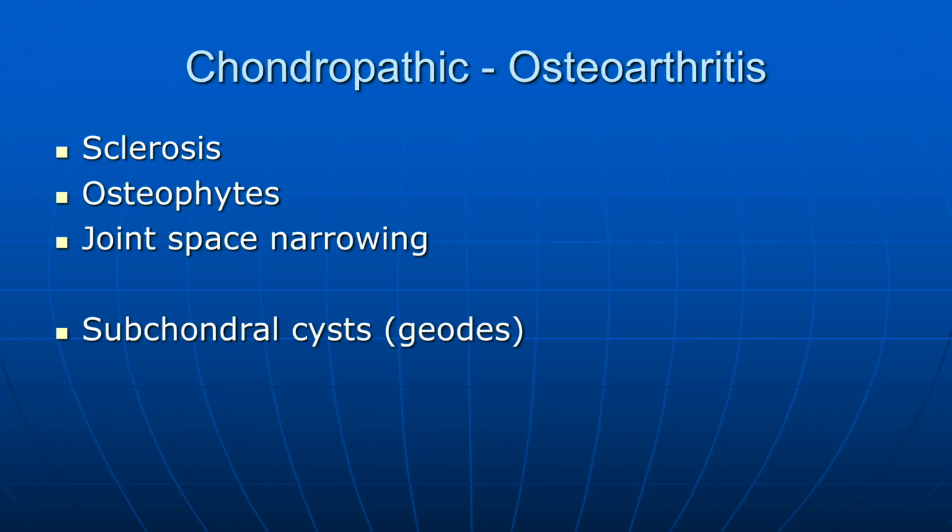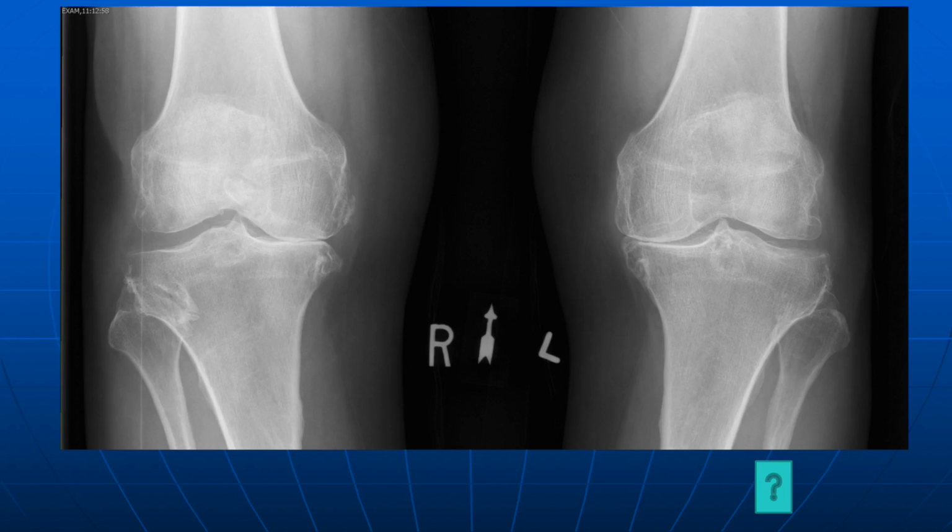You can get these subchondral cysts or geodes, but the main thing to think about is osteophytes and joint space narrowing. So we'll look at some of the others. So once you see more examples of other conditions, you may be able to try and differentiate. So before we move on, look at these joints and tell me what this is.